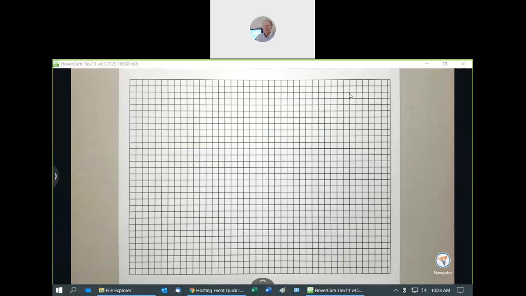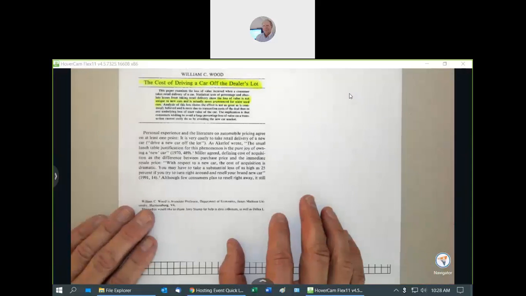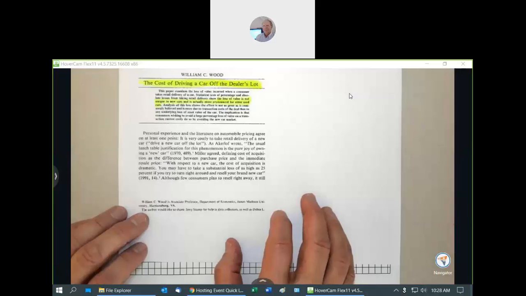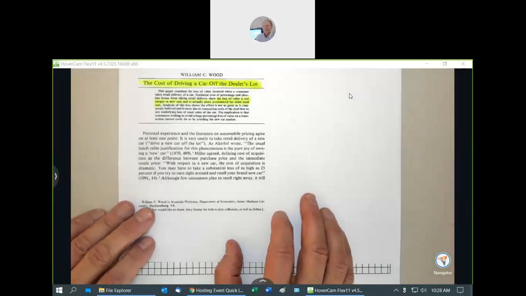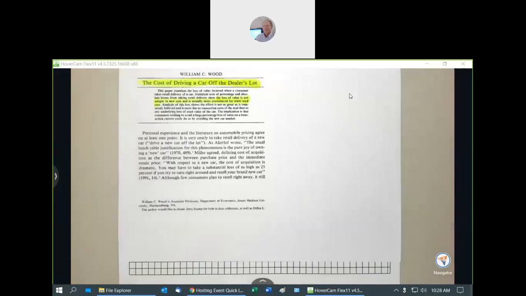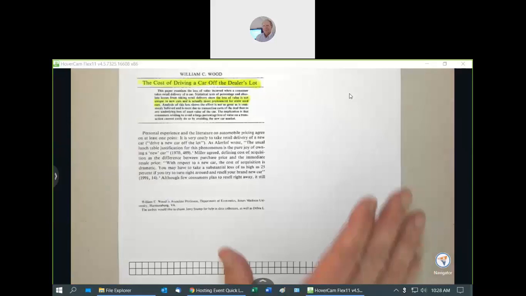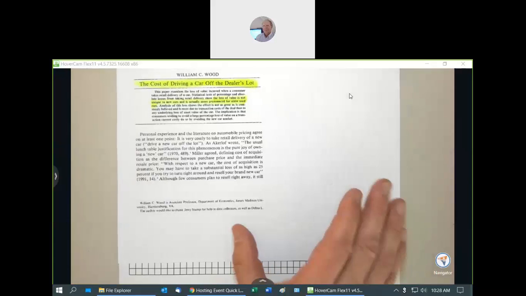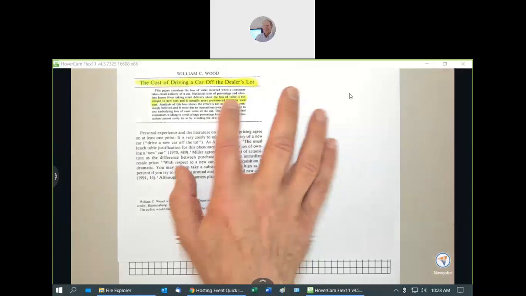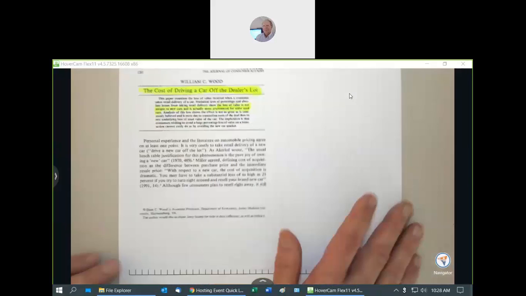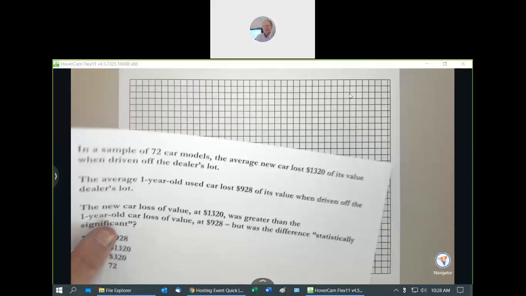But here is a great example for an introductory class, a rather unsophisticated article that I wrote for the Journal of Consumer Affairs called The Cost of Driving a Car Off the Dealer's Lot. You've probably heard that a car loses a lot of value when you drive it off the lot because now it can no longer be sold again as new. And instead, what I find here is that the loss of value is not unique to new cars and is actually more pronounced in older used cars. So let's just do an example adapted from this paper.